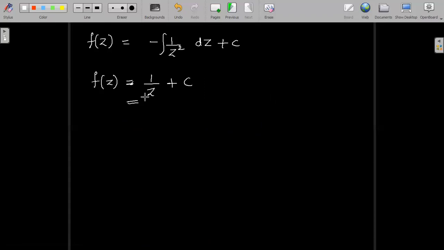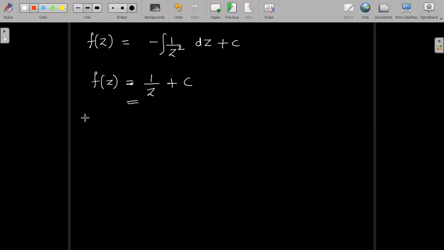So how is it 1 by z? Using the formula for z power n, integration of z power n is z power n plus 1 divided by n plus 1. So integration of z power minus 2 will be z power minus 2 plus 1 divided by minus 2 plus 1. And there's already a minus sign, that is why minus of minus becomes plus. So 1 by z plus c is the answer. This is the first part of the problem.